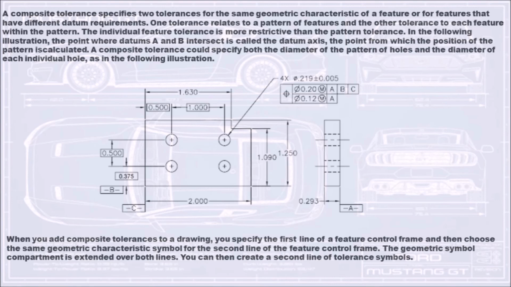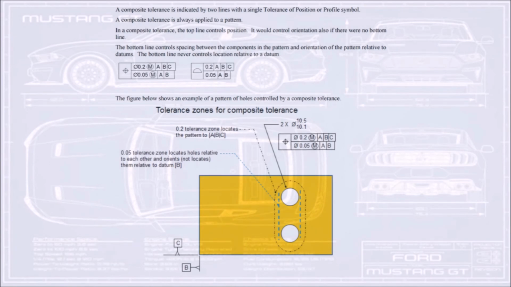The tolerance zones for composite tolerance are shown in this picture. A composite tolerance specifies two tolerances for the same geometric characteristic of a feature or for features that have different datum requirements. One tolerance relates to a pattern of features and the other tolerance to each feature within the pattern. The individual feature tolerance is more restrictive than the pattern tolerance. In the following illustration, the point where datums A and B intersect is called the datum axis, the point from which the position of the pattern is calculated.